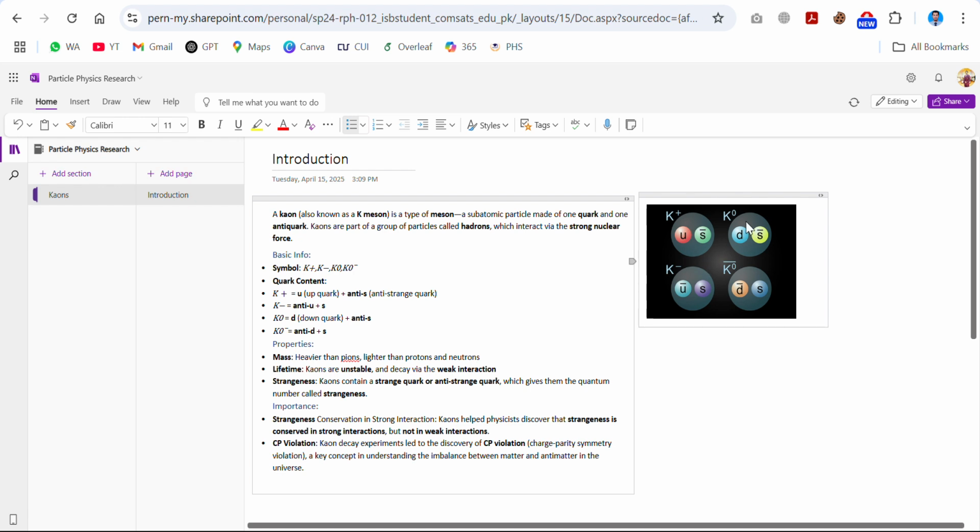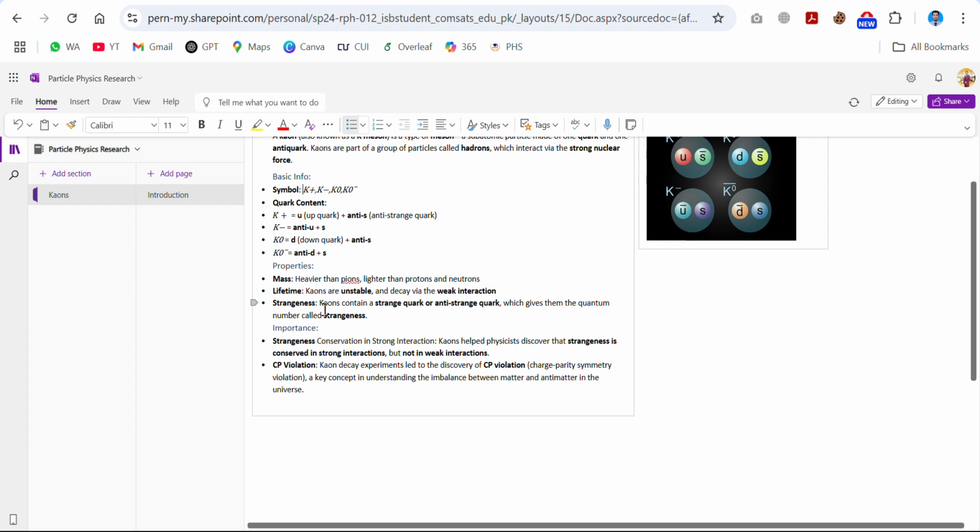Here you can see the constituents of these fundamental particles. In K plus there is an up quark and an anti-strange quark. In K minus there is an anti-up quark and the strange quark. Similarly, in K naught there is a down quark with an anti-strange, whereas K naught bar has the anti-down and the strange quark. So this is how the kaon particles are made up of quarks, as I mentioned.